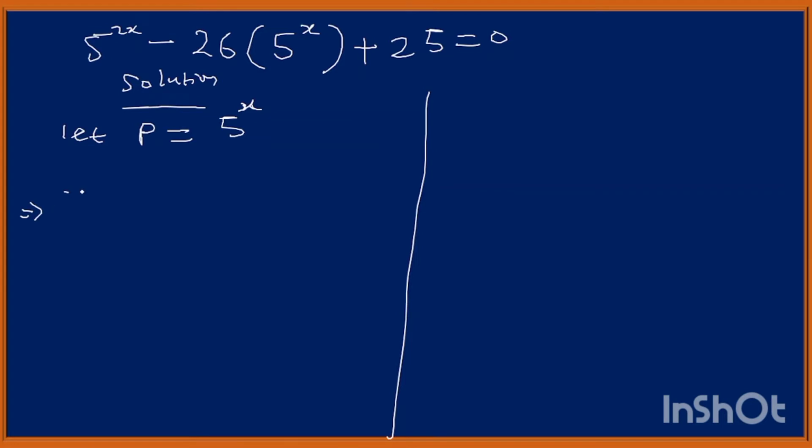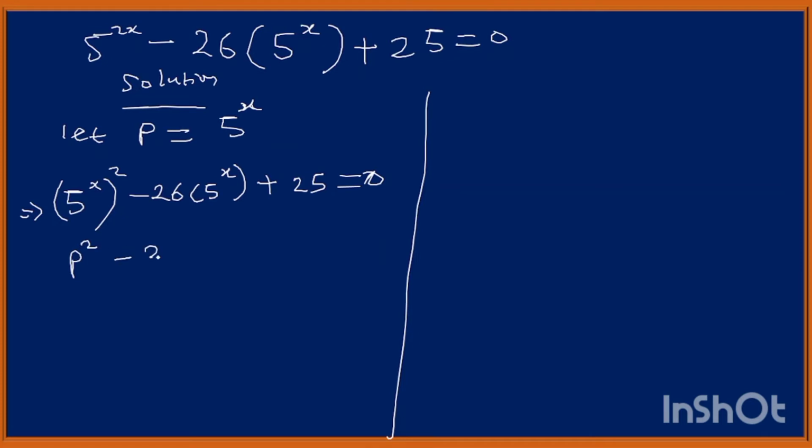From the equation, instead of 5 to the power 2x, it will be 5 to the power x raised to the power 2, minus 26 times 5 to the power of x, plus 25 equal to 0. So when p is 5 to the power of x, this will be p to the power of 2 minus 26p plus 25. So we'll just solve this using the factorization method. If we do that, we're going to have p squared minus 25p minus p plus 25 is equal to 0.